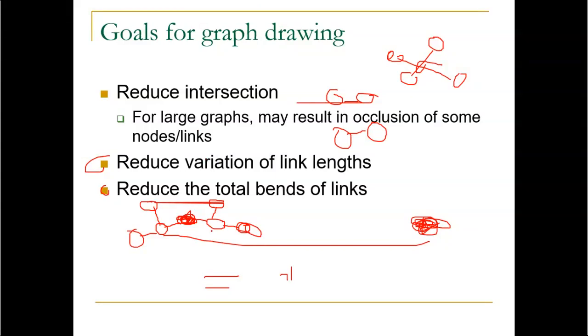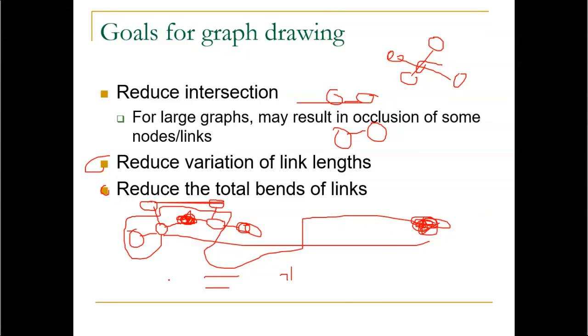Reduce that. We want to reduce the variation between the lengths of each link. Ideally, we'd have no intersection. We would have all the links be the same size, same length, and none of them would be bent. So we want to have links going straight. You can have links that go in a really weird way, like going all around, and it's going to make it really hard.